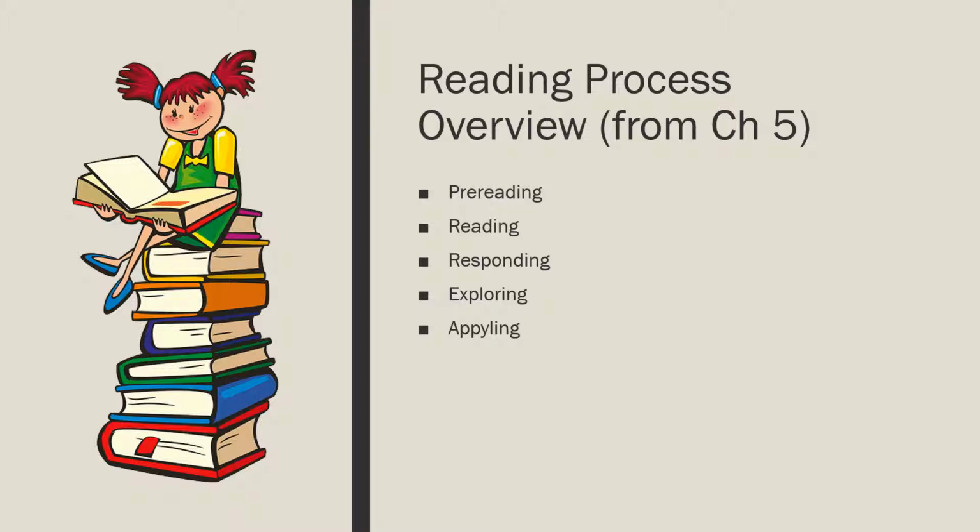So just really quick, I want to do a quick review of the reading process from chapter 5. The different stages are pre-reading, reading, responding, exploring, and applying. And that's what we're going to be looking at today, some of these steps that are seen in the vignette.